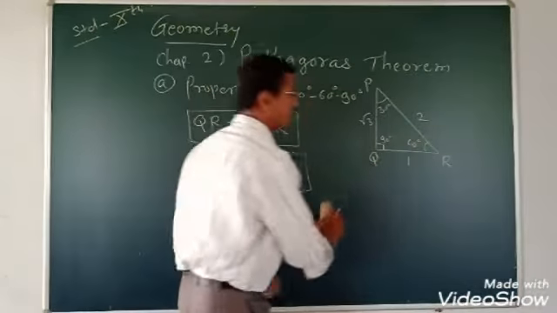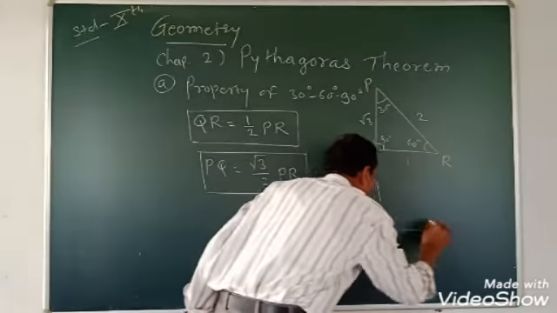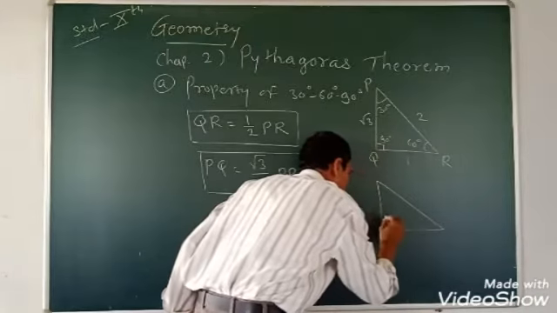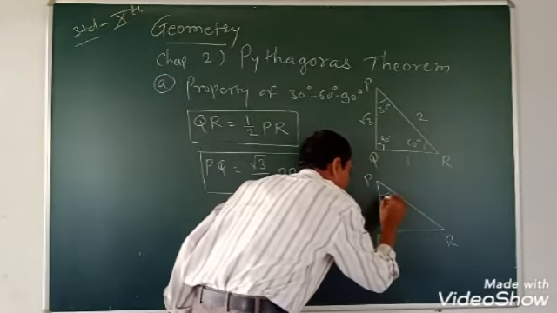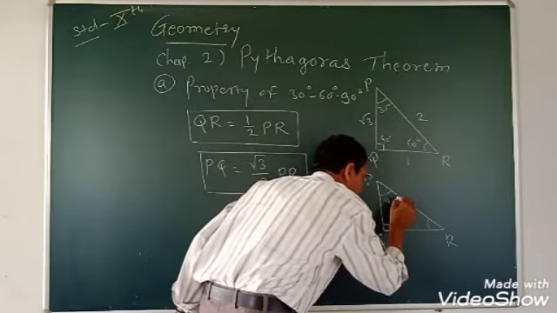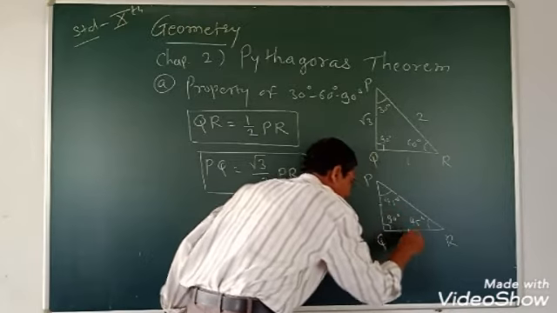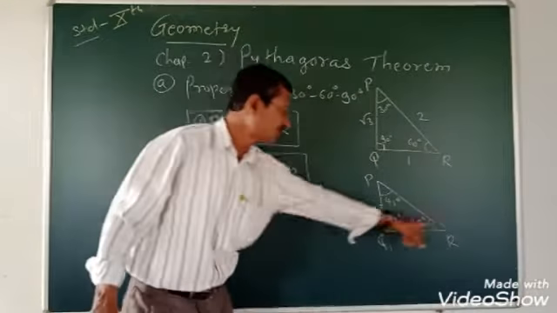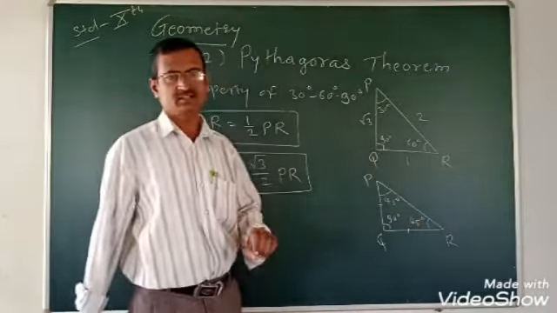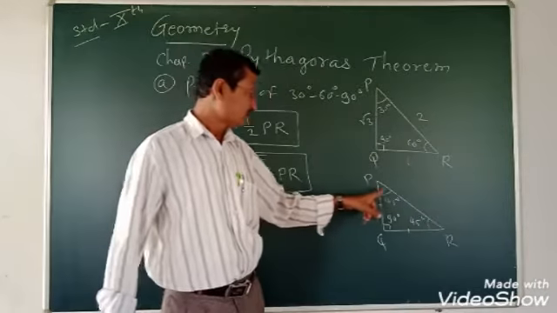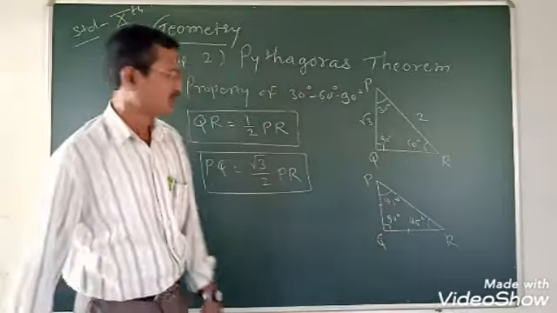Now the second property. Suppose the measures of the angles of a triangle PQR are 45 degree, 45 degree and 90 degree. It means that these two sides are equal, because these two angles are of equal measure, and you know that if two angles are the same, then their opposite sides are equal.